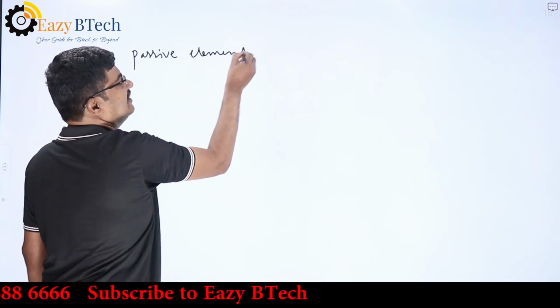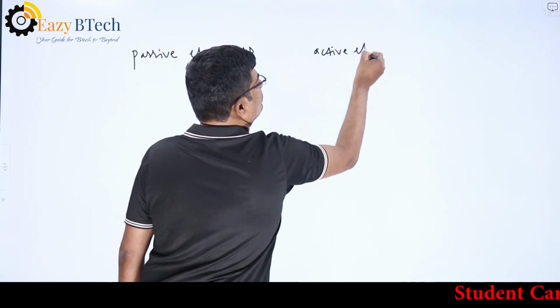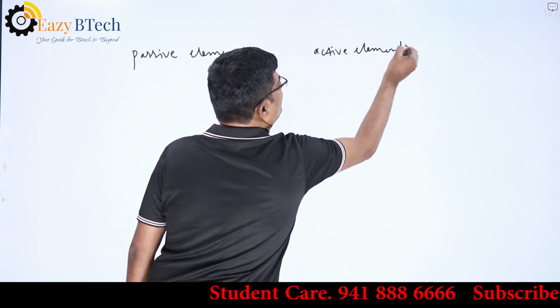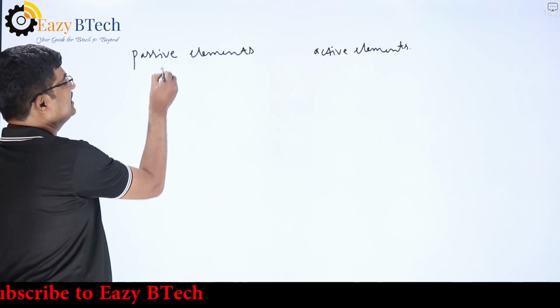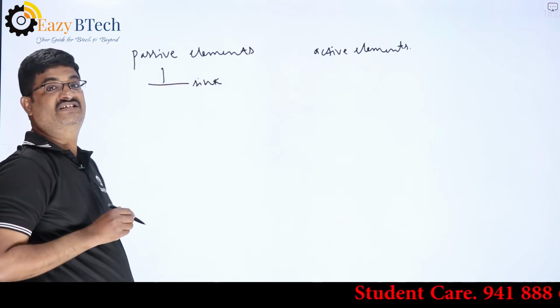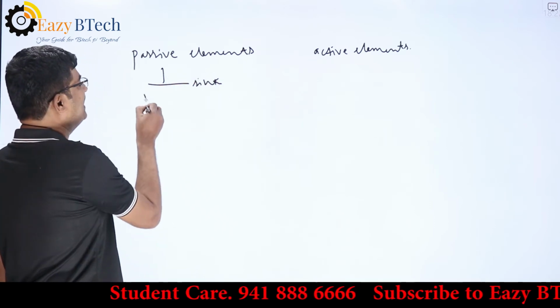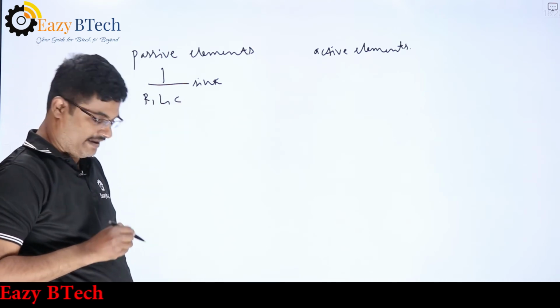Passive elements and active elements. As previously we have discussed, passive elements are simply sinks. They absorb energy from the energy sources. Examples are R, L and C, which are resistor, inductor and capacitor.